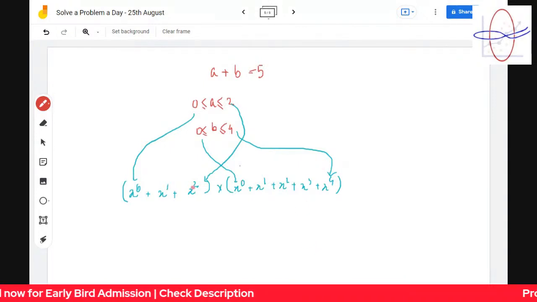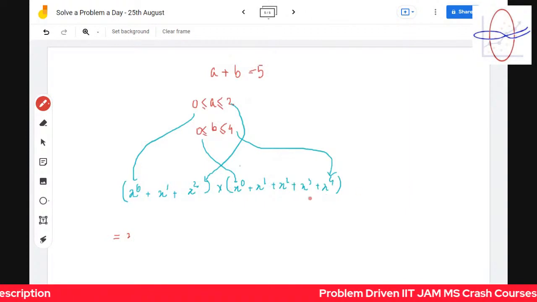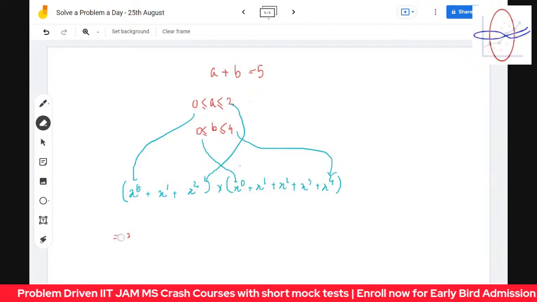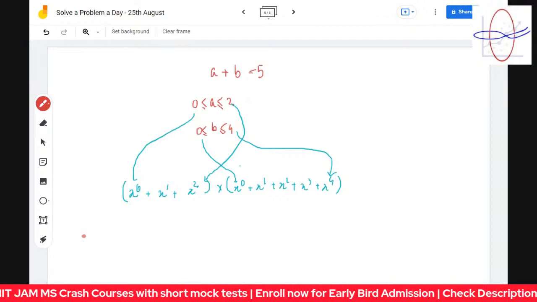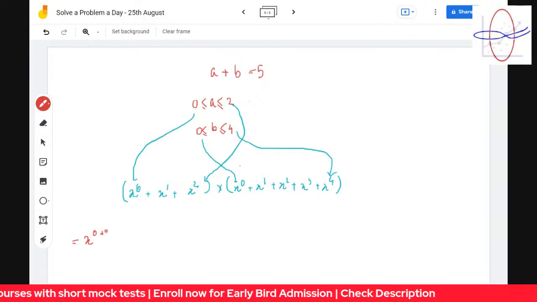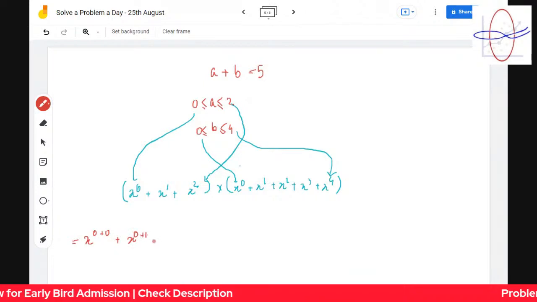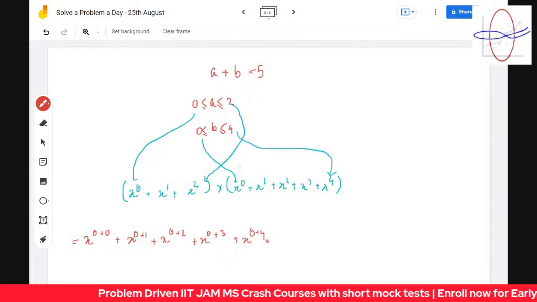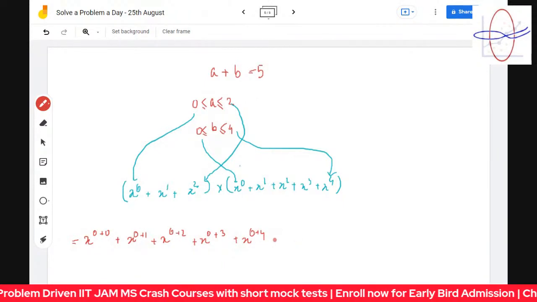Let's multiply this. When you multiply this, what do you get? You will get 15 such elements. So let's write out those 15 elements. It will be a bit hectic, but I'm ready to do the hard work for you. So the first one is x to the power 0 plus 0. The second one is x to the power 0 plus 1. The third one is x to the power 0 plus 2. The fourth one is x to the power 0 plus 3. The fifth one is x to the power 0 plus 4. Okay. Then what is the next one?